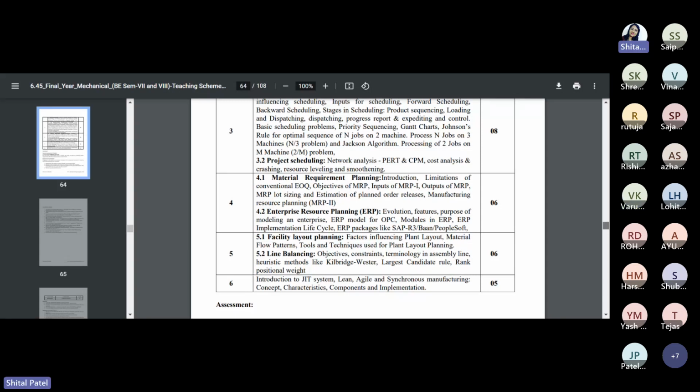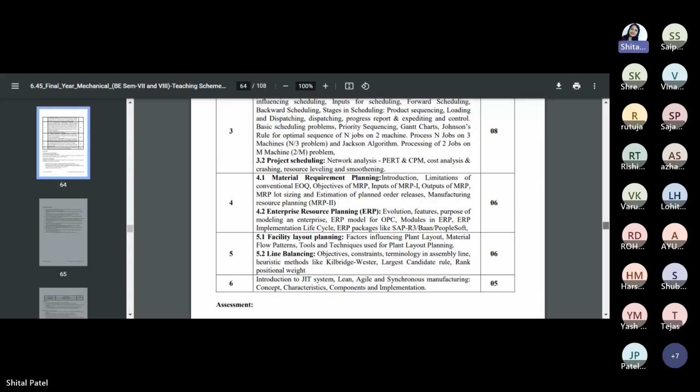Then third one is agile manufacturing. And the last one is synchronous manufacturing. And now, this can be in terms of a short note of 5 marks or a single question of 10 marks.